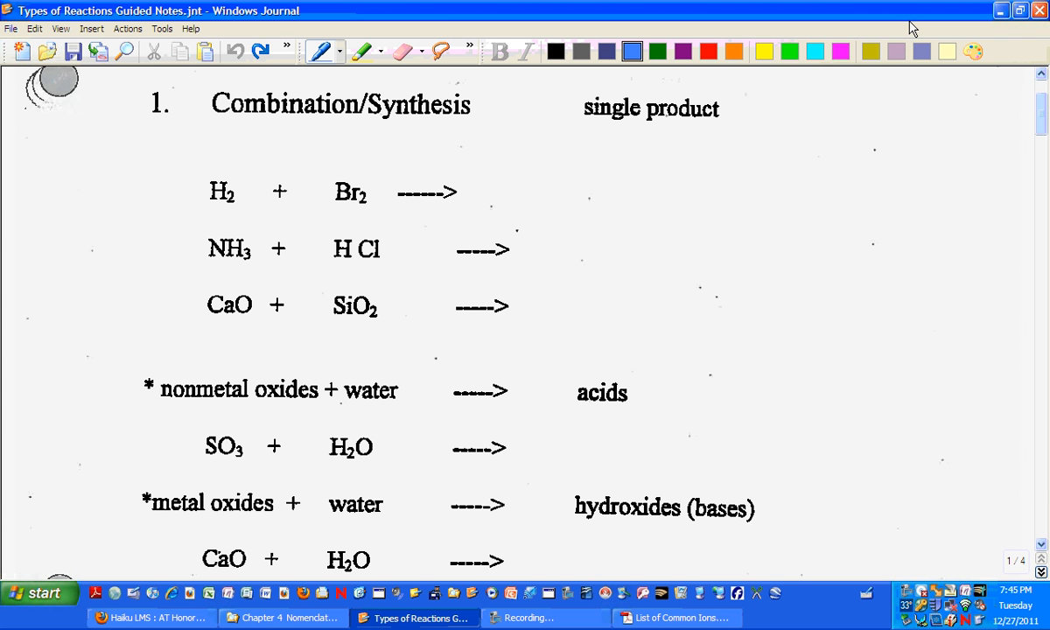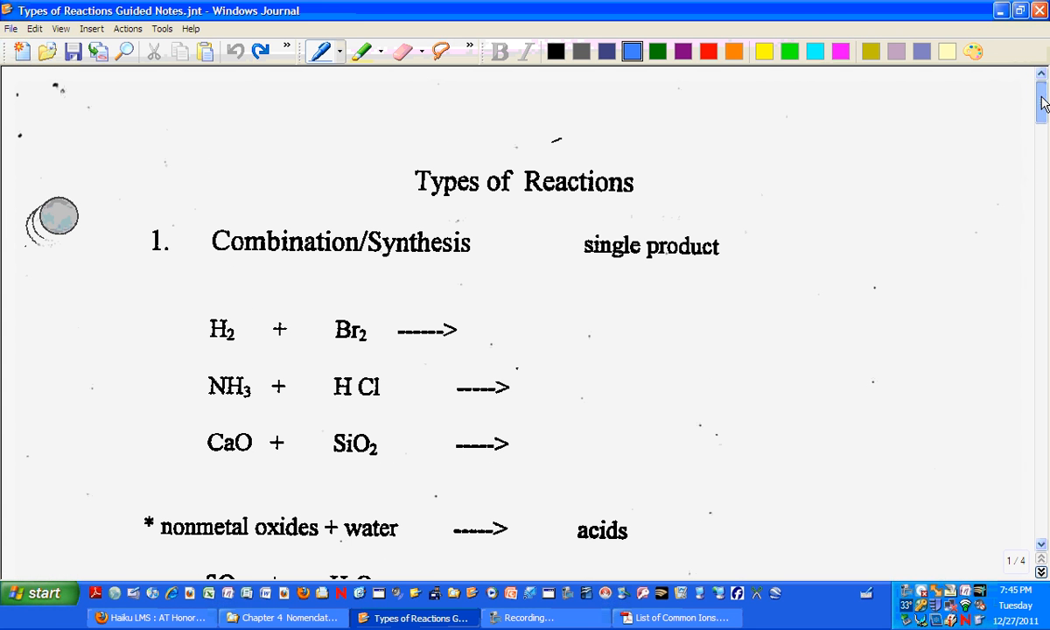I want to put together some screencasts here. I'm going to start out with combination synthesis reactions. These are all types of reactions. You can fill this in on your packet if you've got it at home with you, but if you don't worry about it.